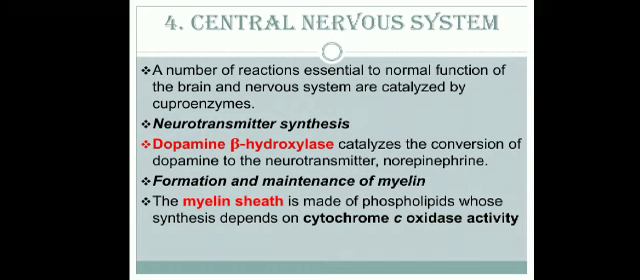As we all know, the myelin sheath is made up of phospholipids and plays a very important role in increasing the conduction velocity across the neuron axon fibers. And the synthesis of this myelin is dependent on cytochrome C oxidase activity, which is again a cuproenzyme, or a copper containing enzyme.